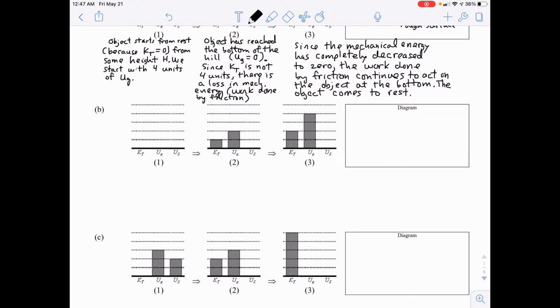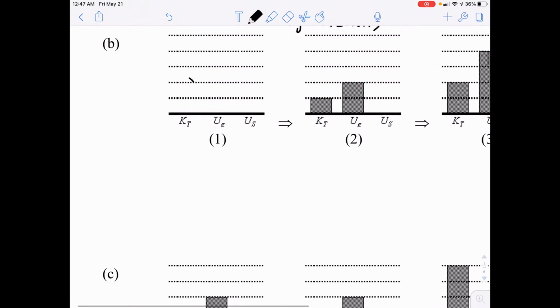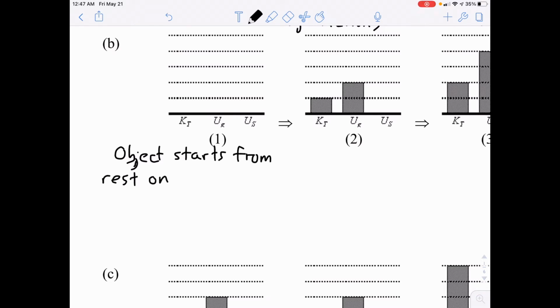Part B. The object starts with no mechanical energy whatsoever. So we're obviously starting from rest, and we're starting at the bottom or the lowest point. So an easy way to start this scenario would be the object starts from rest on the ground.